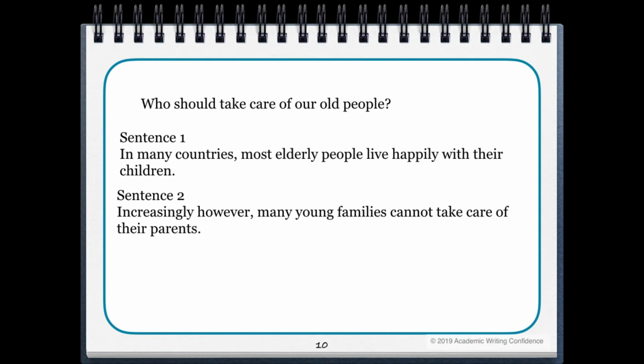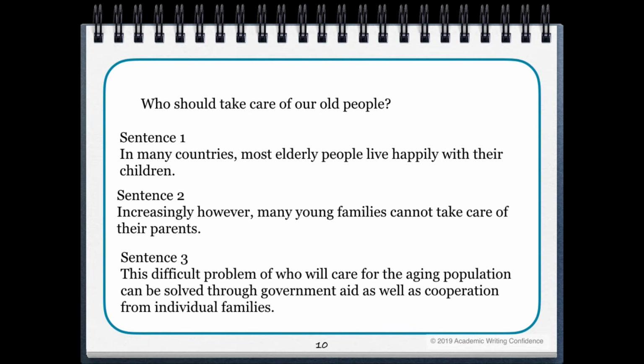And then finally, your third sentence would be your thesis statement. This difficult problem of who will care for that aging population can be solved through government aid as well as cooperation from individual families.